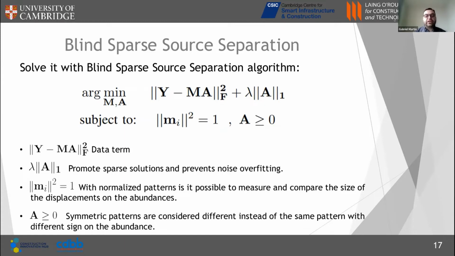Another constraint that we are enforcing is that our general patterns, M_i, are going to be normalized to the unit. This is because if we normalize all the patterns to the unit, then we will be able to compare directly the abundances and compare how big or small the displacements are by directly comparing the abundances. Otherwise, if we don't normalize the different patterns to the unit, we have to take into account the norm of the pattern and also the size of the abundance. So this is also for convenience.